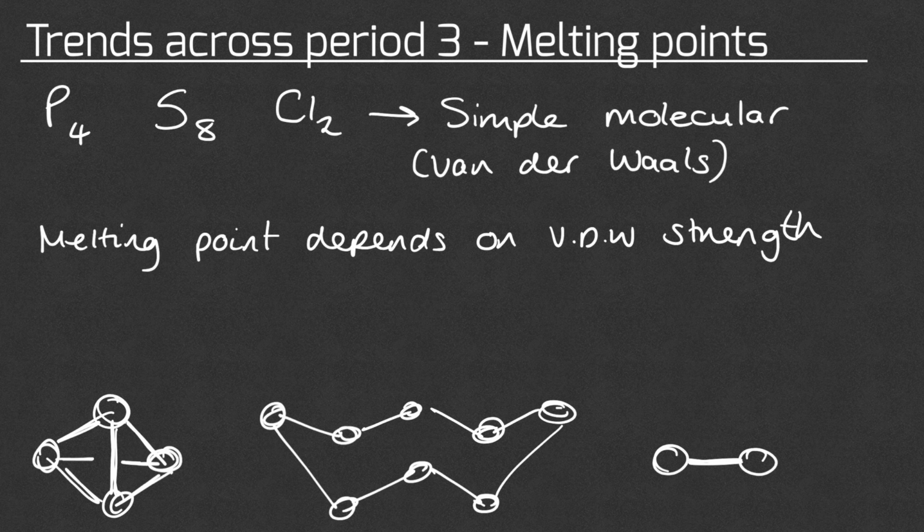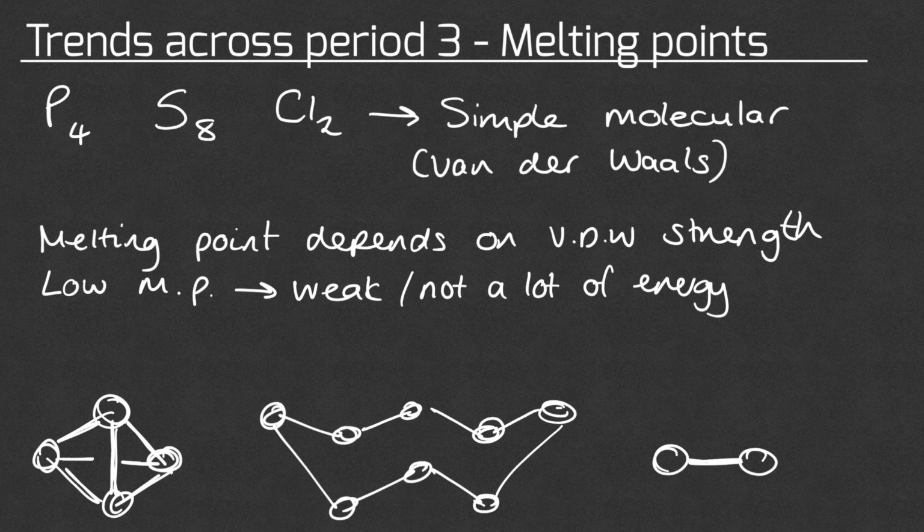As we've said, the melting point will depend on the strength of those van der Waals forces. Now all 3 of these molecules will have low melting points. Van der Waals forces are very weak and they don't require a lot of energy to overcome. So as we saw from the graph, all of these are in the low end of the melting point range, but we need to look at the trend within these 3 molecules.